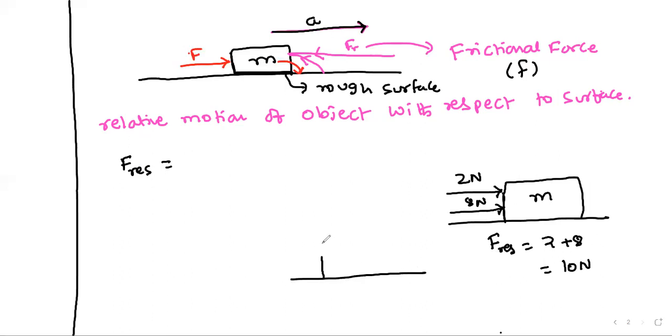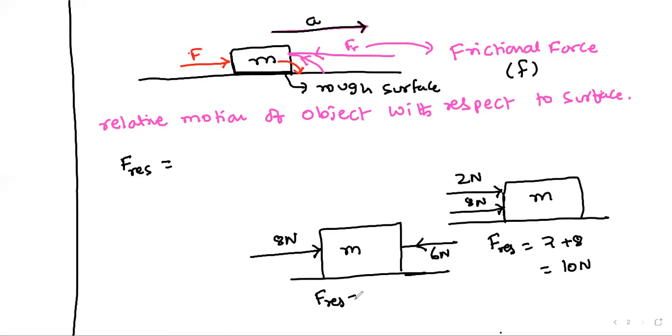Similarly, I have an object of mass m. Suppose towards the right I have 8 Newton, and towards the left I have 6 Newton. Then 8 minus 6 is 2 Newton. With respect to 2 Newton, the object will move with an acceleration.